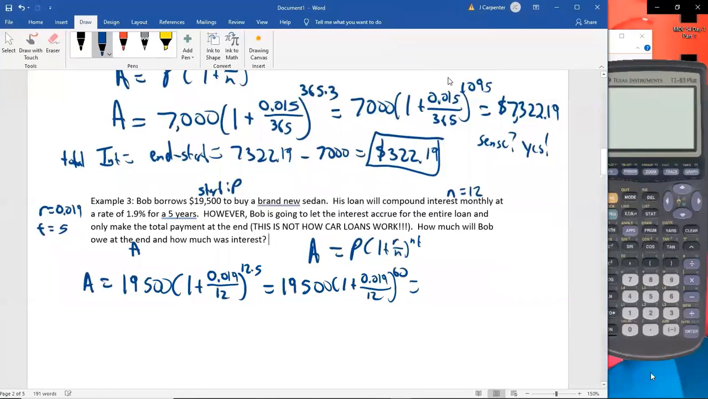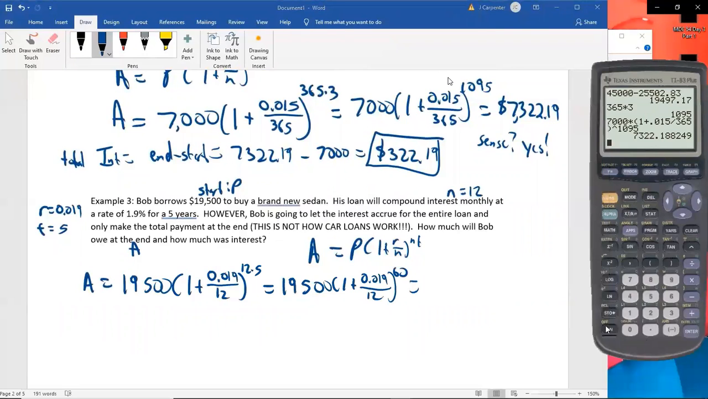Like so. And then we just crunch away. 19,500 times 1 plus 0.019 divided by 12. Close it, raise it to the 60th power. And we get $21,441.74.